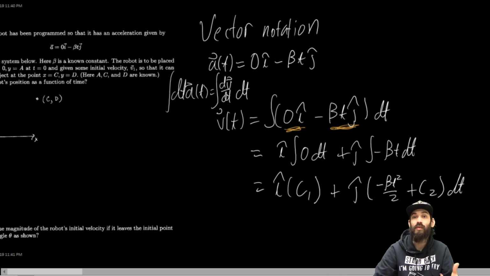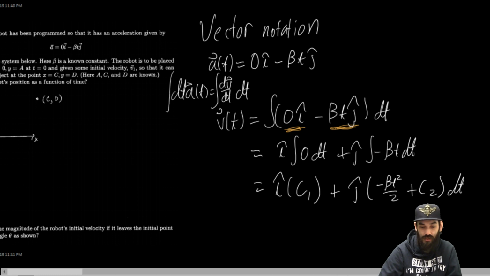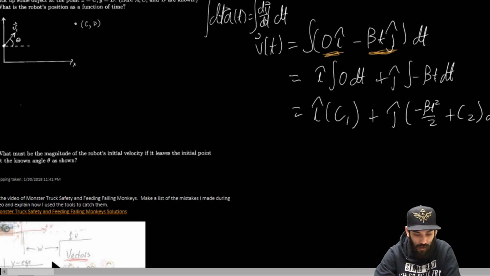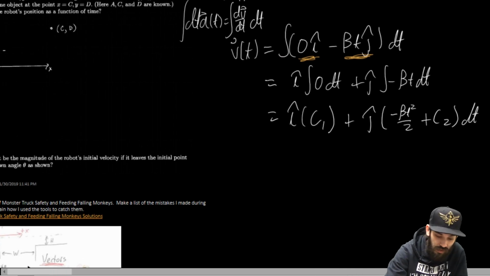And again, the reason why I'm getting multiple constants of integration is because one of these terms is multiplied by the x hat, or the i hat in this case, and one of them is multiplied by the j hat. And so when you do this, you have to be very careful and make sure that you're getting the appropriate number of constants of integration. Okay, so now this is our velocity vector as a function of time.